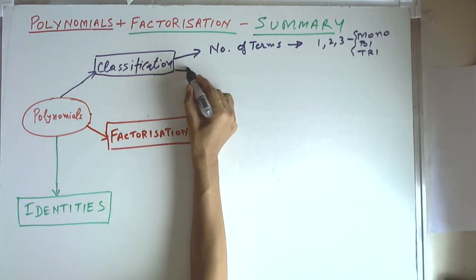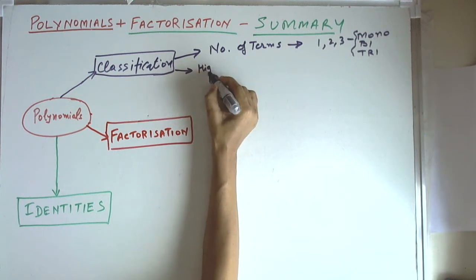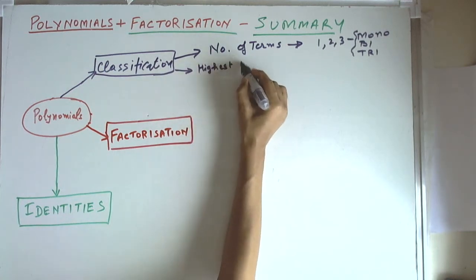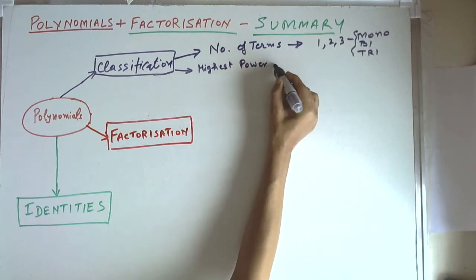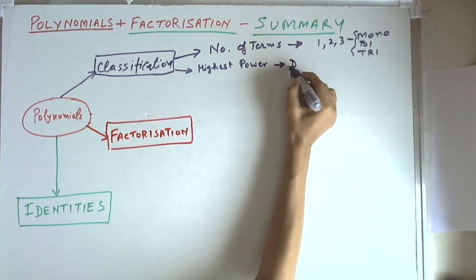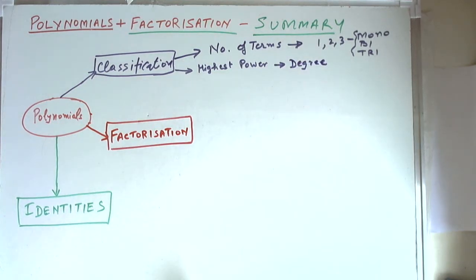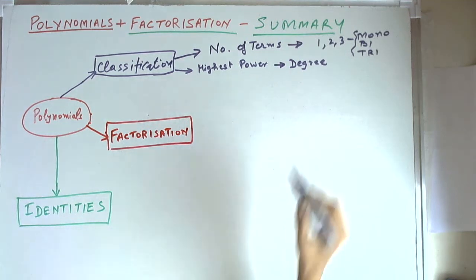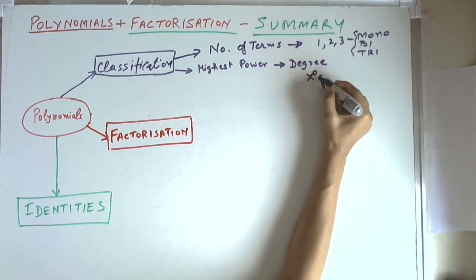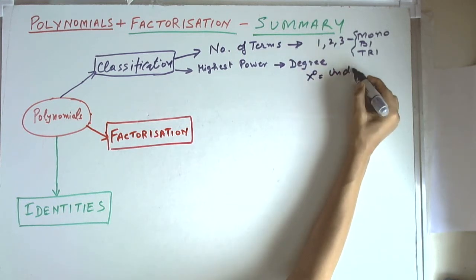Then the second is by highest power, or degree. If x square is the highest power, then it is degree 2. If x cube is the highest power in the polynomial, then it is degree 3. And if it is only x, then it is degree 1. And if it is x raised to power 0, then it is undefined.